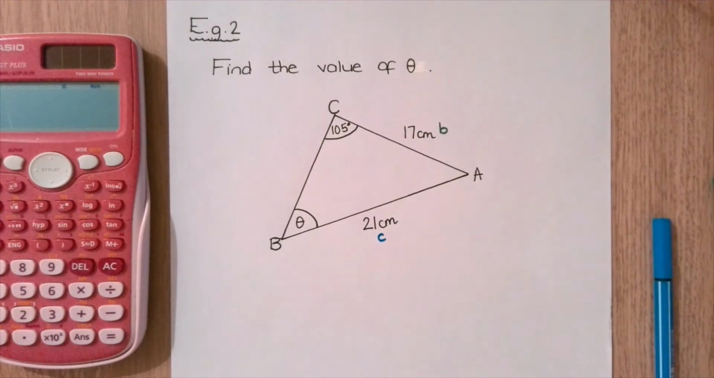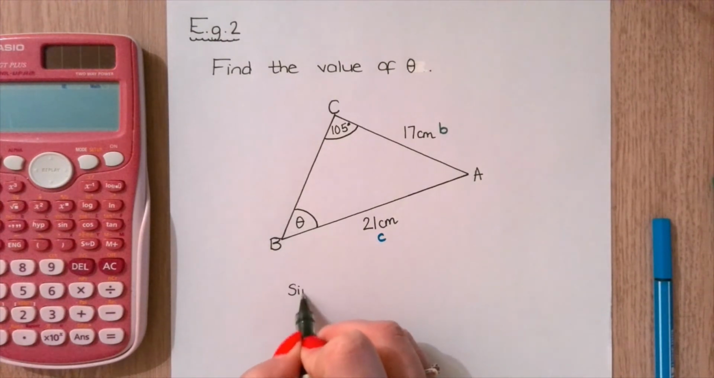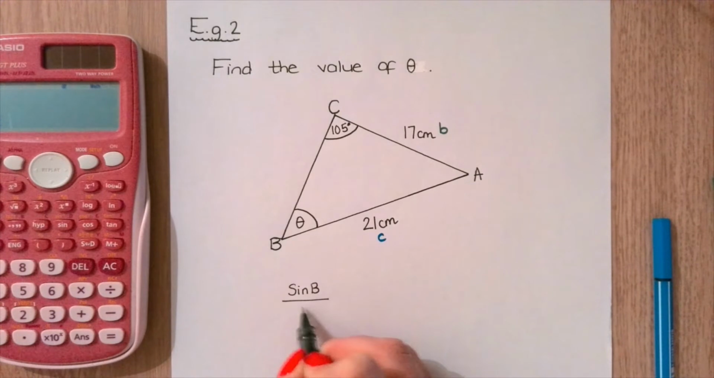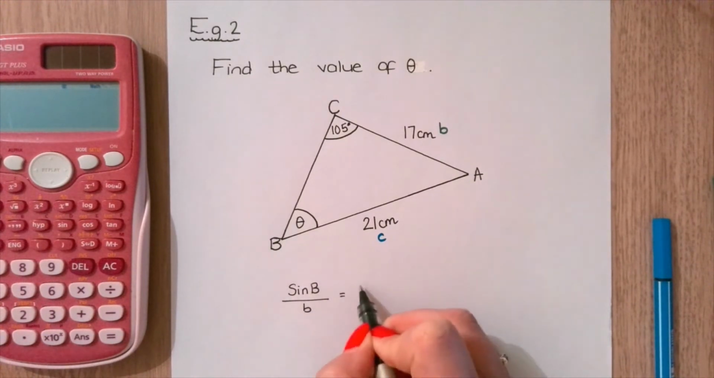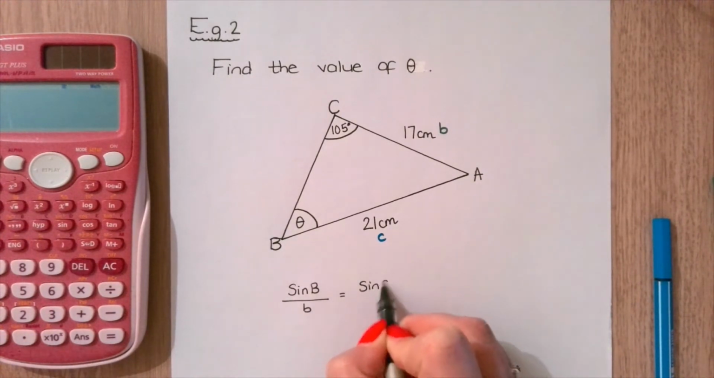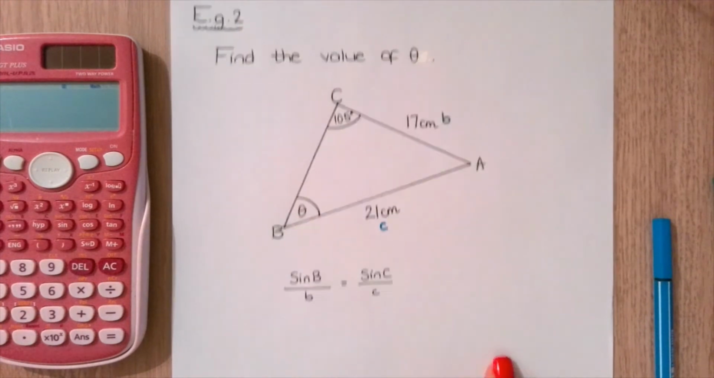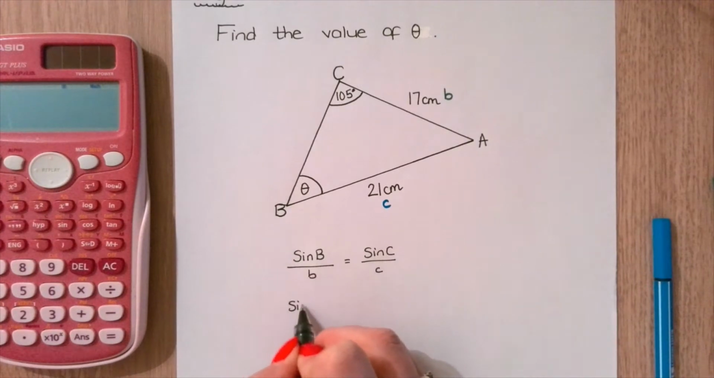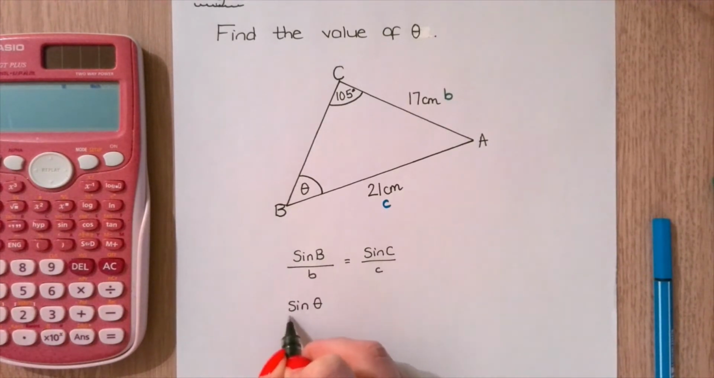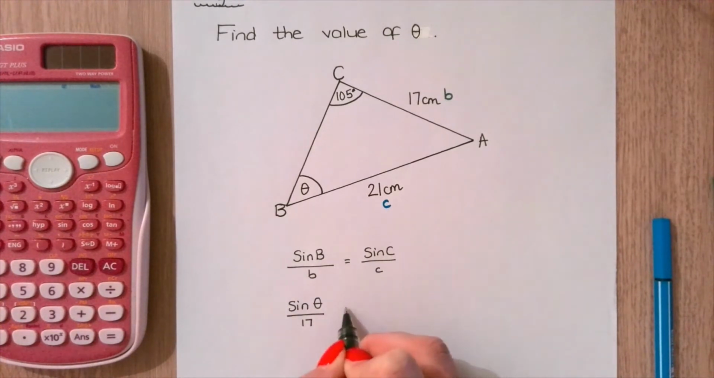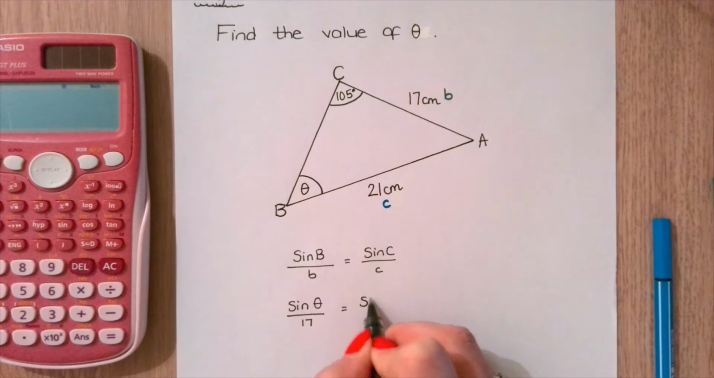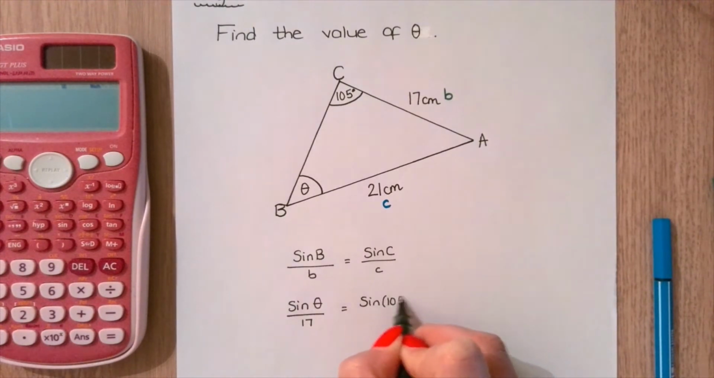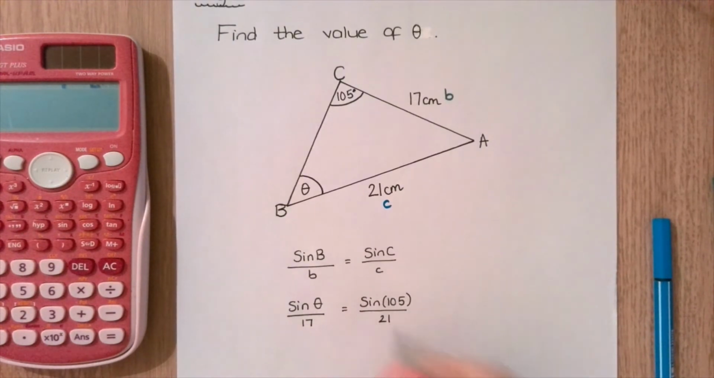So again, I'm trying to find an angle, so I'm going to use sine B over lowercase b is equal to sine C over lowercase c. To fill in the information that I know, I do not know what the capital B is, so I'm going to leave that as theta. I know lowercase b is 17. That is equal to sine 105 over 21.